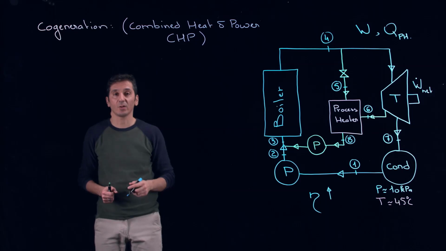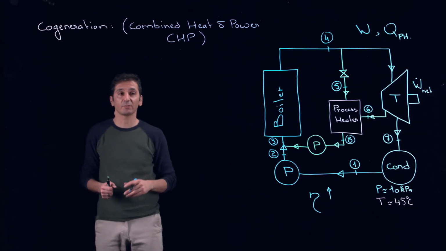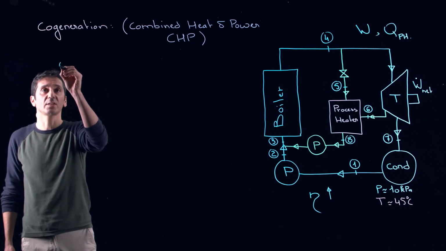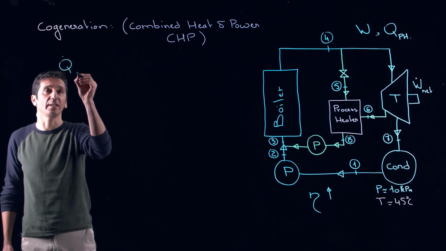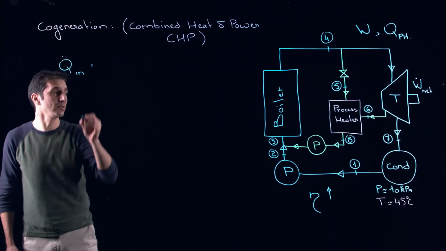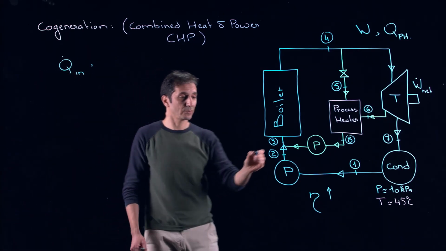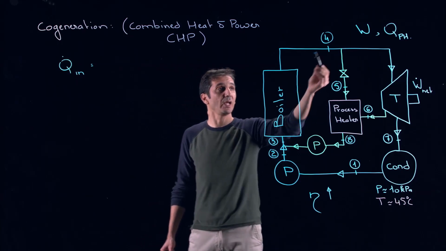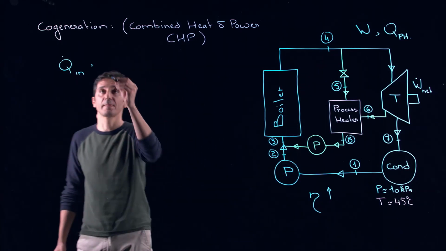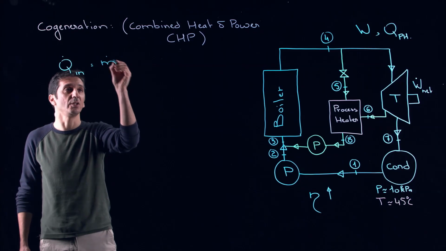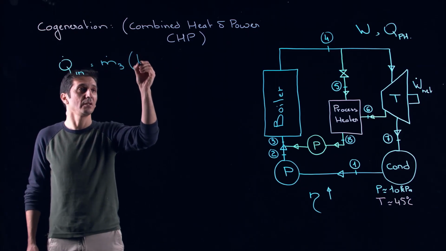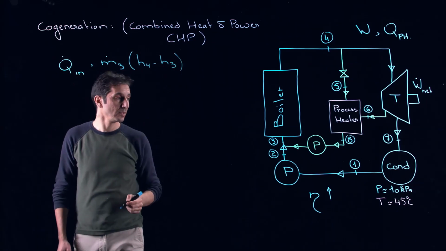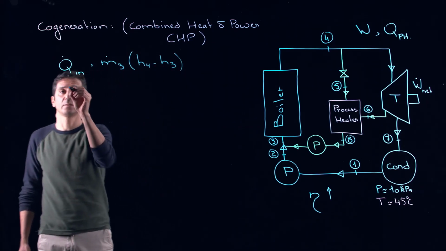Let us analyze now this cogeneration cycle from a thermodynamic point of view. So, what do we have? We can easily calculate Q dot in. This is in a boiler. It's equal to M dot 3, this is the flow rate here, cross H4 minus H3. So M dot 3 (H4 minus H3).